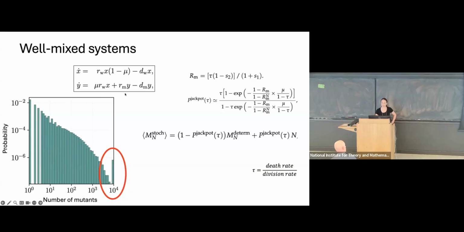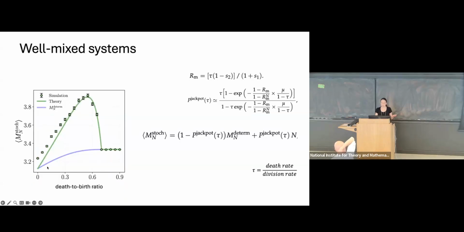So we can amend the result from ODEs and get the expected number of mutants in the stochastic process by taking into account the probability of that. I don't think it's been done before, and it works pretty well. Okay, it's an approximate theory.